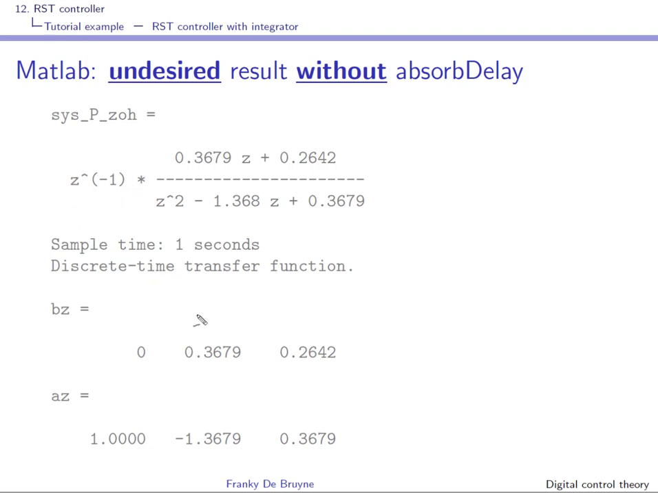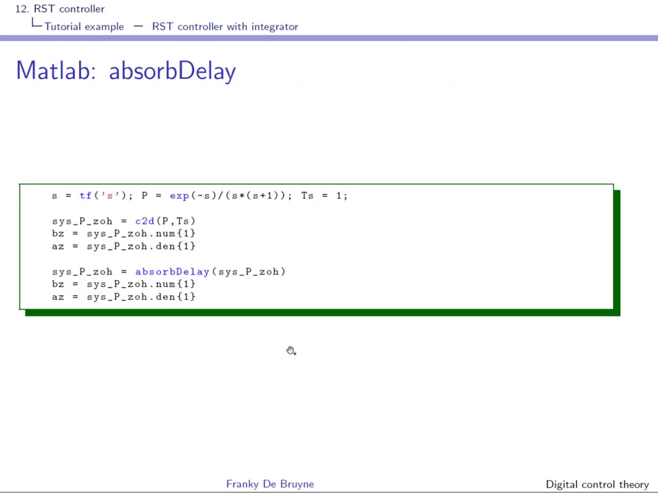But if you take the numerator and denominator polynomial, this is what you obtain, and as you can see, this one is not taken into account. So what we had to do is put a 0 in front here and put a 0 at the back over here. Well, it turns out that MATLAB has a command that is called absorbDelay, and as the name suggests, the input delay is absorbed in the transfer function. And then if you take the numerator and denominator polynomial, this input delay is taken into account.